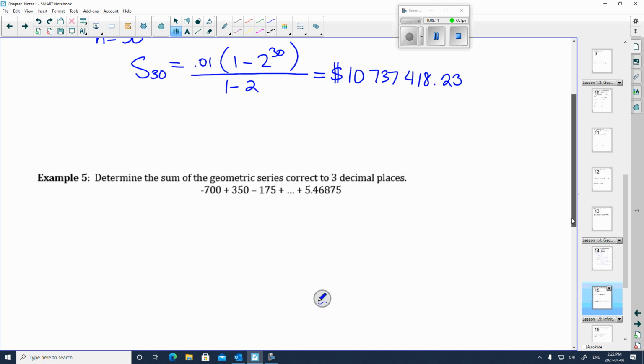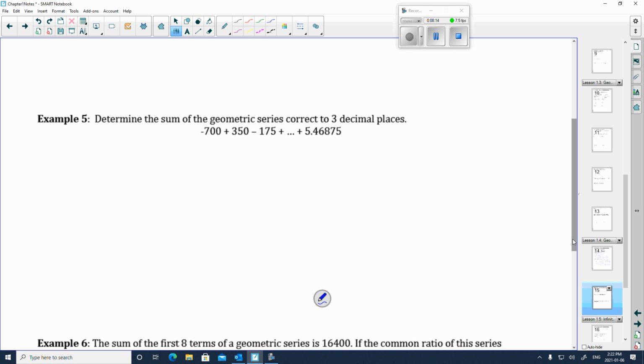All right. Moving on. Example 5. Determine the sum of the geometric series correct to 3 decimal places. Actually, we're going to do exact values here, so I'm not going to say correct to 3 decimal places. Anyways, the problem here is I don't know what term 5.46875 is, so I need to determine that first. I do know that term 1 is negative 700, and the common ratio is 350 divided by negative 700, which is negative 1/2.